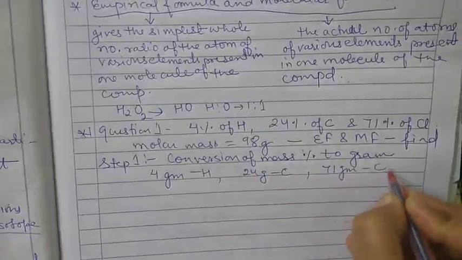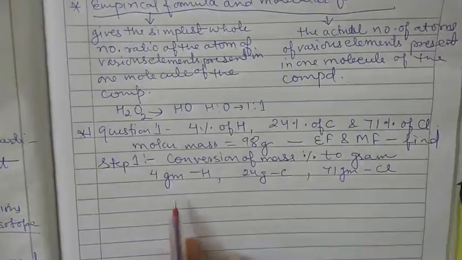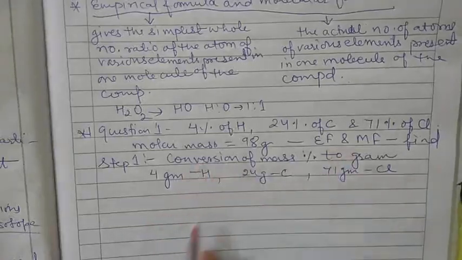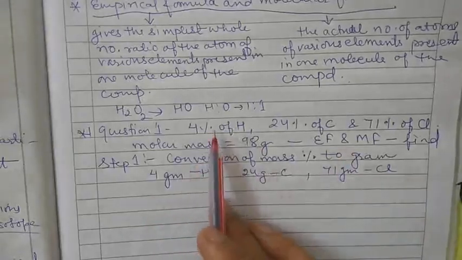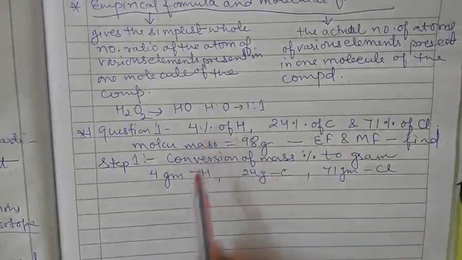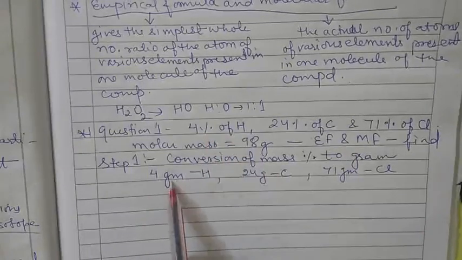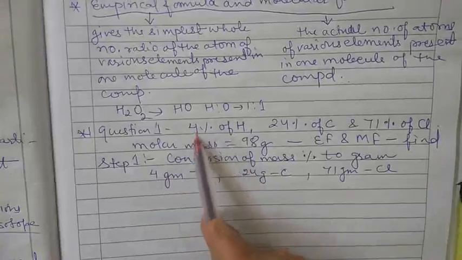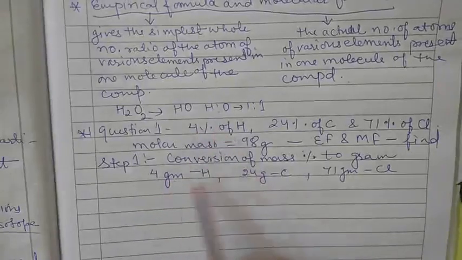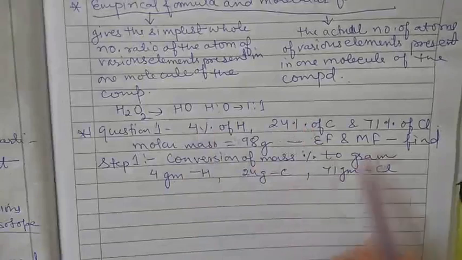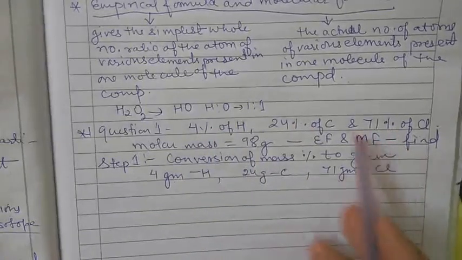Convert it like this. Don't do anything else. Only in place of the percentage sign, use the sign of the gram. That is, in place of the percentage, use gram. 24% use gram, 71% use gram. So this is the first step.